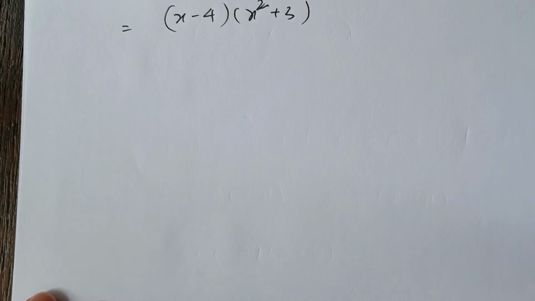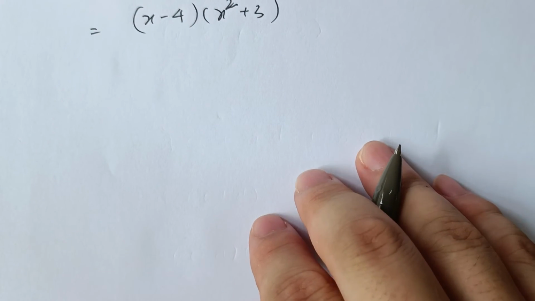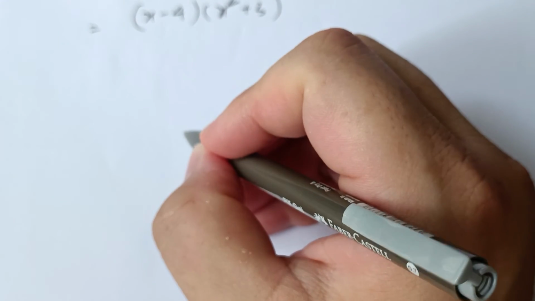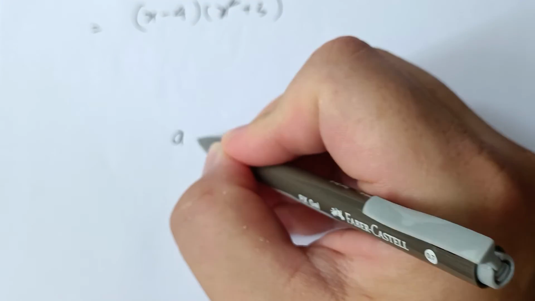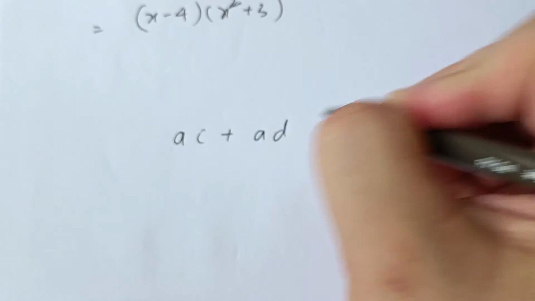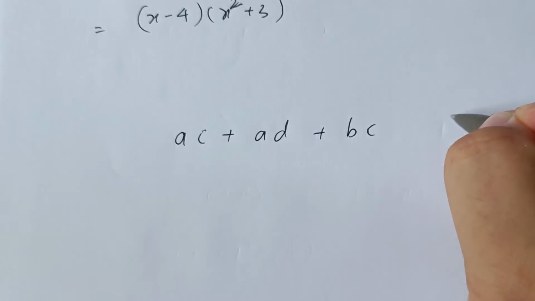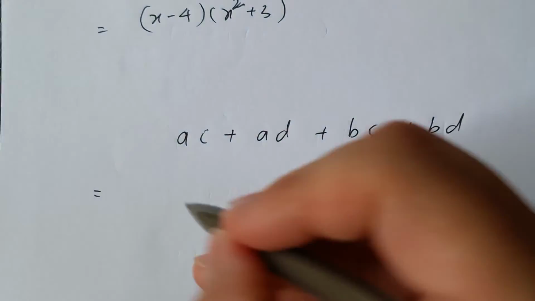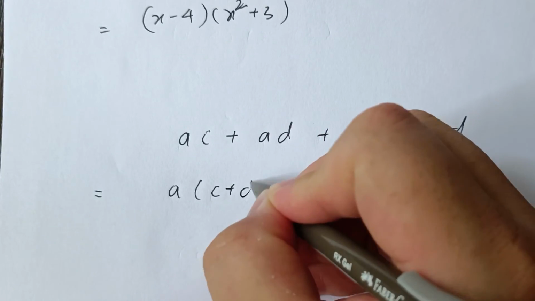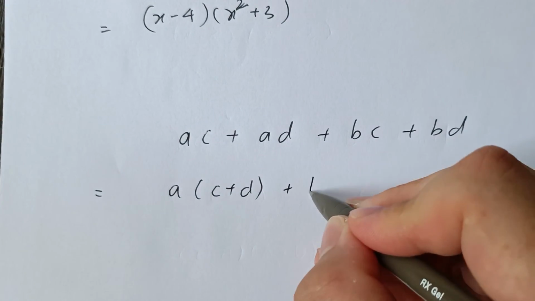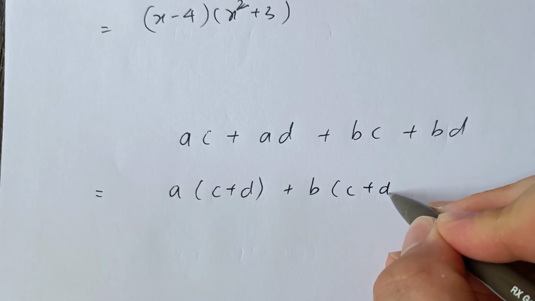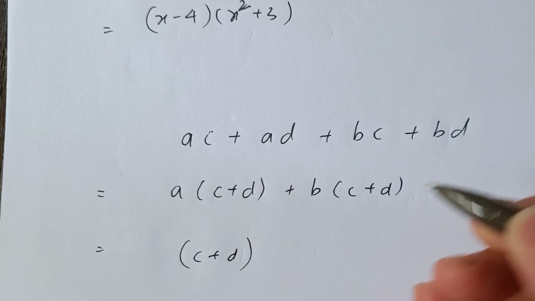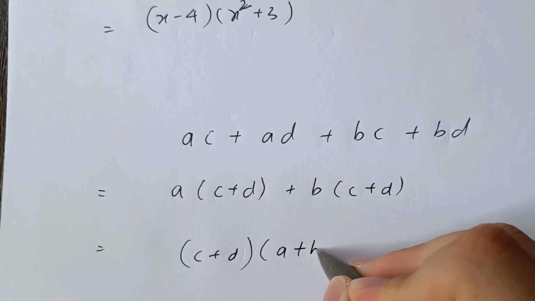Next it will be different. I will include the version without numbers. To give you a summary: AC plus AD plus BC plus BD. Again we can take out the A, and what's left is C plus D. Again we can take out the B, and what's left is C plus D. So if you take out the whole thing, C plus D, what's left is A plus B.